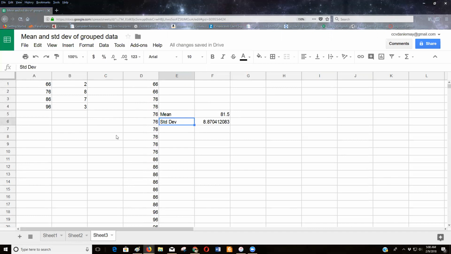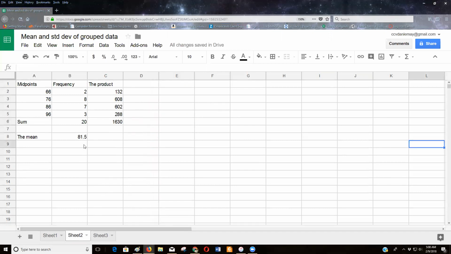How do we do it from just a frequency table? Calculators will do this for you. There's a way to do that, and you can certainly go find it online. The theory behind it, though, is that instead of listing out all those numbers, I'm just going to multiply the 66 times the 2, and that will give me 2 66s. Same thing, 8 76s, 8 times 76 is that number. And I found the sum.